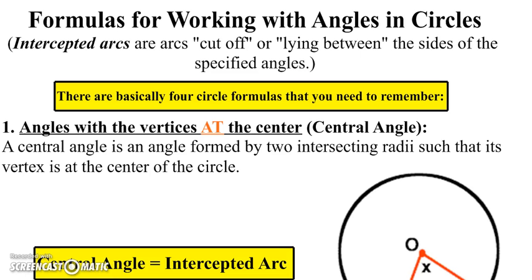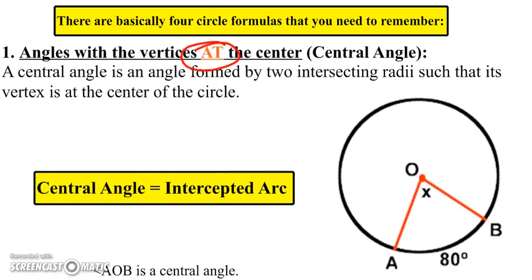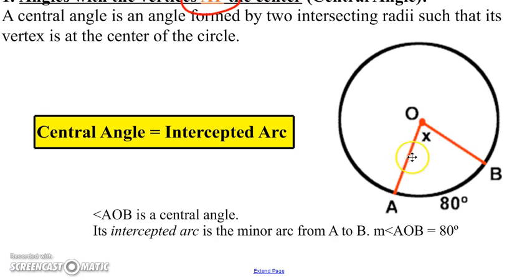One of the ways that we're going to help talk about these is where the vertex of the angle is located. The first one we've talked about before is a central angle, where the vertex is at the center of the circle. When the vertex is at the center, the angle is equal to the intercepted arc. So in this case, x would be equal to 80 because it is equal to the measure of the arc.